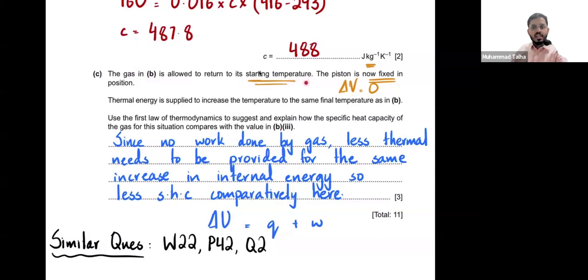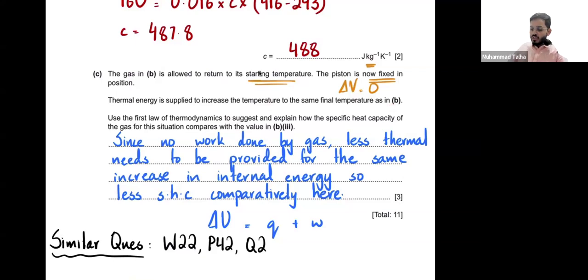Because this is an ideal gas, if it returns to the same temperature at which it started out from, this means there is no change in internal energy. The piston is now fixed in position. Previously it could move freely, now it cannot. So the volume cannot change anymore. So delta V is 0. Thermal energy is still supplied to increase the temperature to the same final temperature as in B.